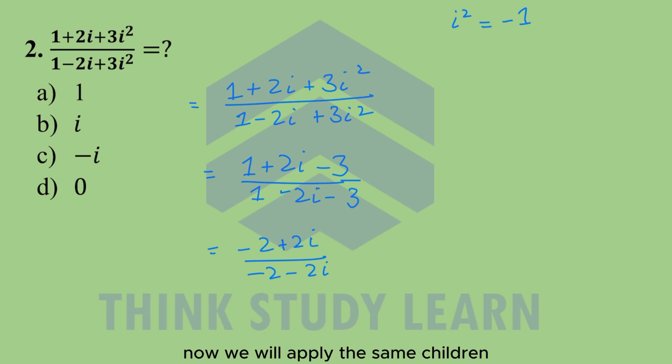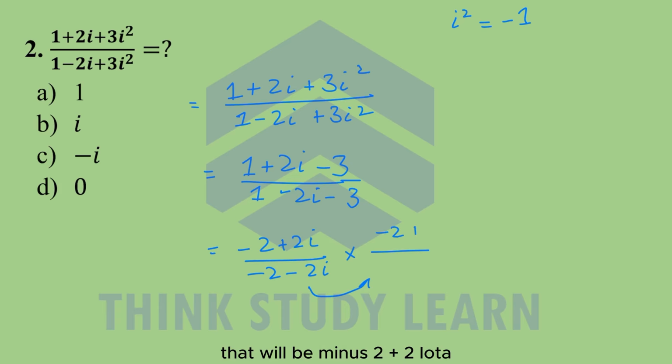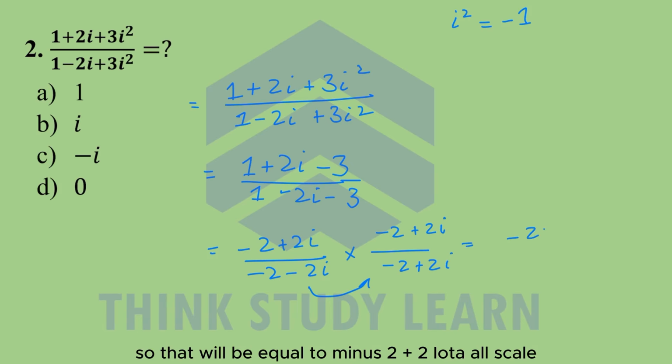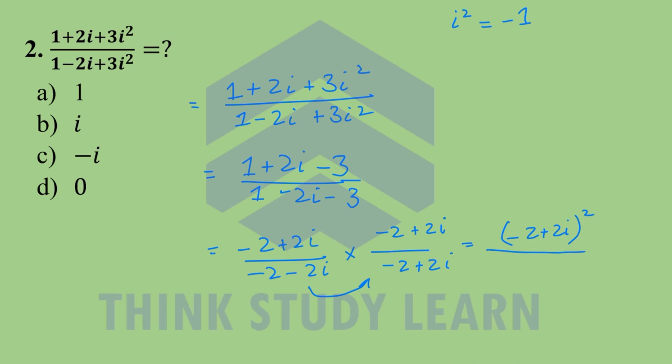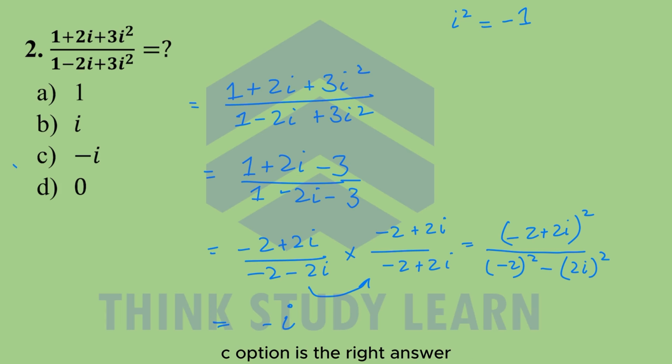Now we will apply the same theorem. We will multiply and divide by the denominator's conjugate, that will be minus 2 plus 2 iota. So that will be equal to minus 2 plus 2 iota whole square, and in the denominator it will be minus 2 square minus 2 iota square. When we simplify this expression, that will be equal to minus iota. So the simplified expression of the given equation is minus iota. C option is the right answer.